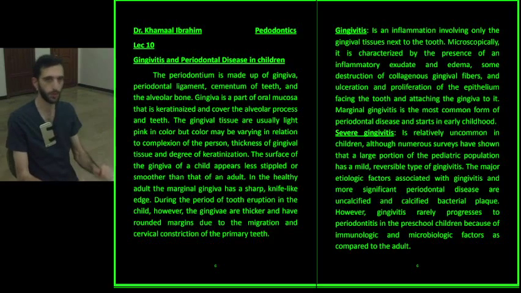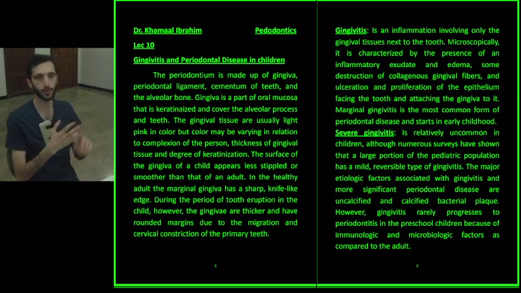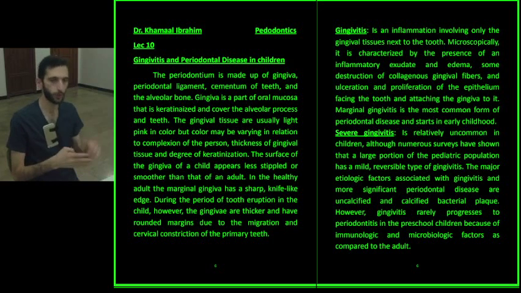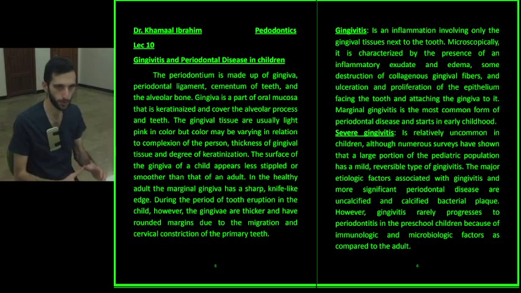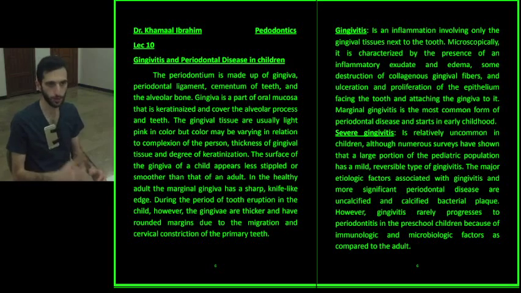Today we will talk about gingivitis and periodontal diseases in children. The periodontium is made of the gingiva, periodontal ligament, cementum of the tooth, and also the alveolar bone. The gingiva is the part of the oral mucosa that's keratinized and is covering the alveolar bone process and teeth. The gingival tissue is usually light pink in color, but color may vary in relation to the complexion of the person.